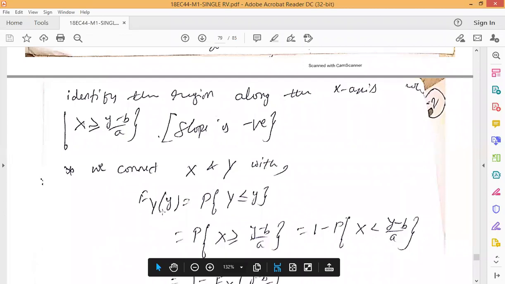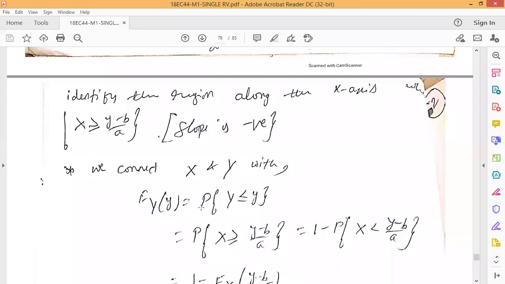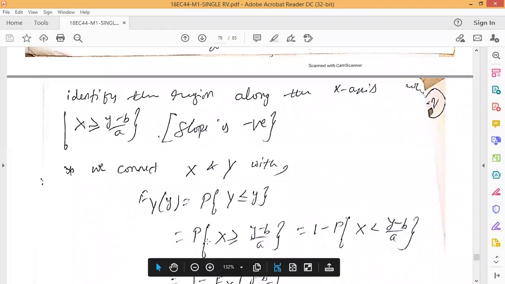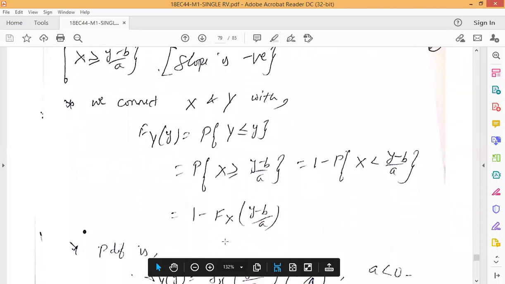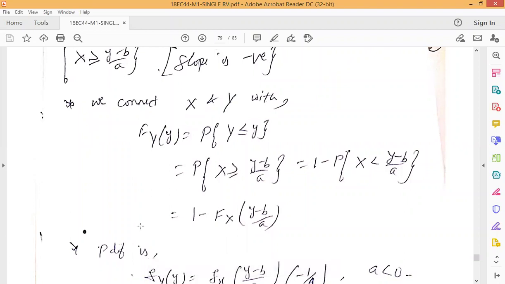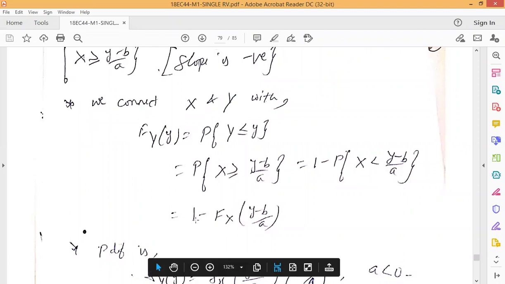So with the equation F_Y(y) is equal to probability of Y less than or equal to y, which is also equal to probability of X greater than or equal to (y minus b) by a. So you cannot write X less than (y minus b) by a. Here we need to write probability of X greater than or equal to (y minus b) by a, which is equal to 1 minus P of X less than (y minus b) by a. So F_Y(y) is equal to 1 minus.